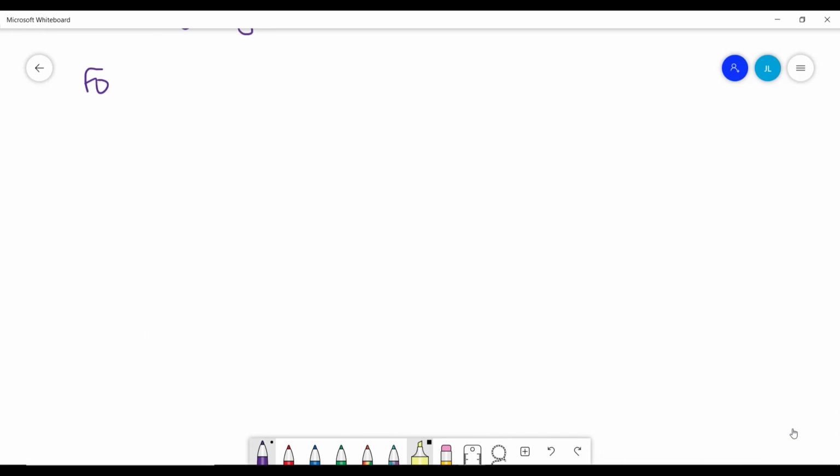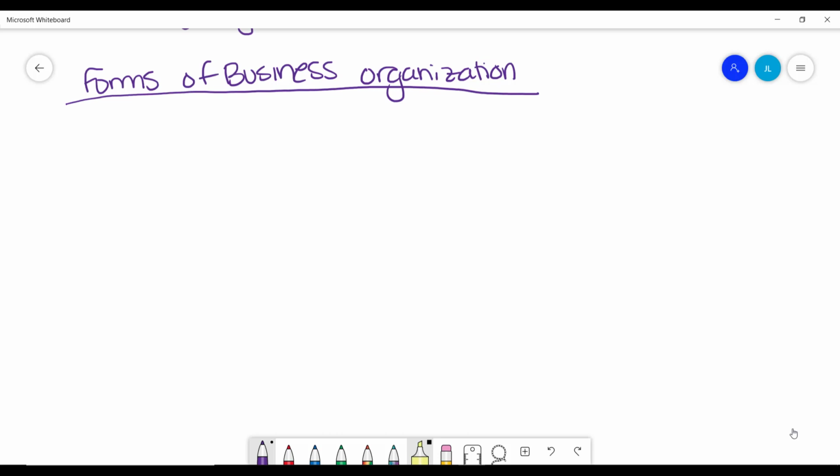Now, one thing we want to at least briefly go over is forms of business organization. Because there are different types of business forms. Okay, so the first form is what we call a sole proprietorship. Okay, a sole proprietorship, it's a business that is owned by one person, hence the word sole in the name for sole proprietorship. It's owned by one person.